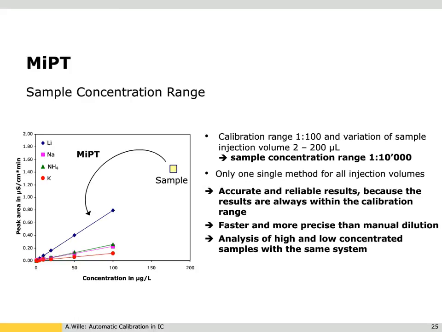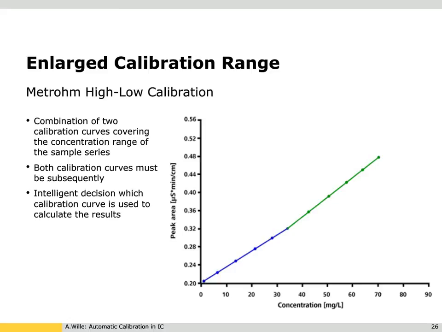Now I want to show you a technique where you can enlarge the calibration range even more than with dilution or with partial loop injection technique. Here it's called high-low calibration, and you have two calibration curves which you combine together. They have to be subsequent, and by logical decisions, the system decides if the blue calibration curve fits, for example, to sample A, or for sample B, the peak areas are this high, so here the green calibration curve is a better fit for it. So you have here a larger calibration range.